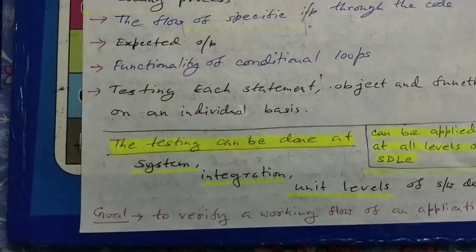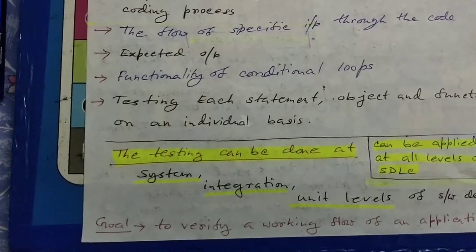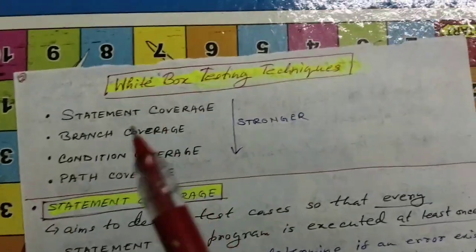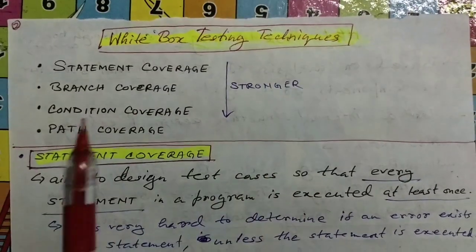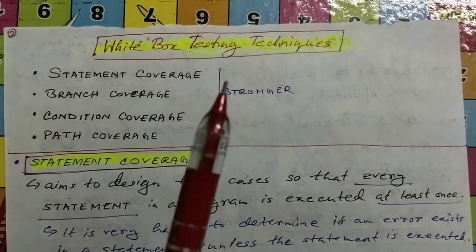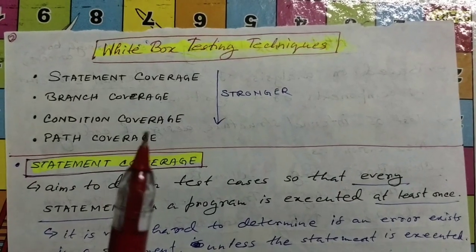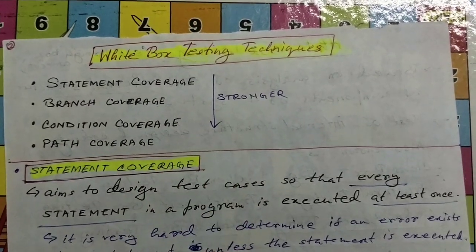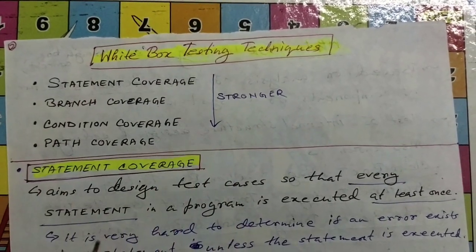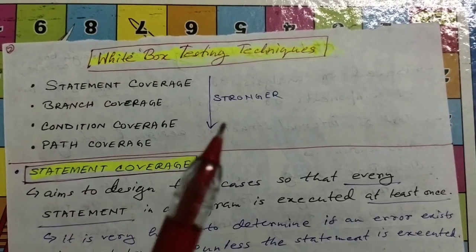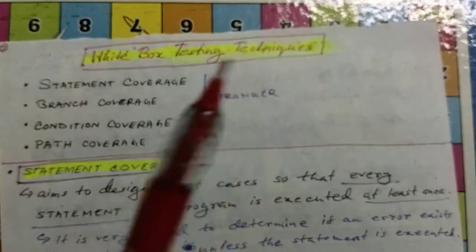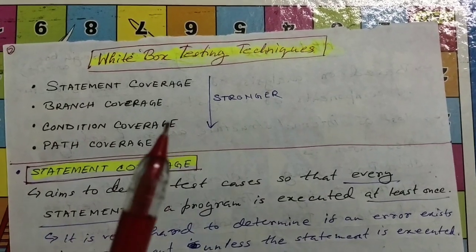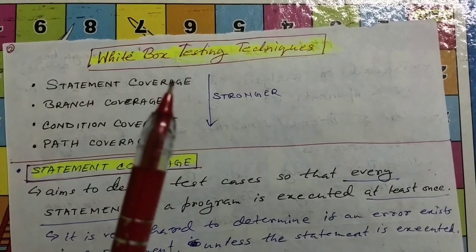Now if we talk about the techniques of white box testing, we have these four testing techniques: statement coverage, branch coverage, condition coverage, path coverage. So these four techniques are followed in white box testing. And from top to bottom they are becoming stronger. Like branch coverage is stronger than statement coverage, condition coverage is stronger than branch coverage, and so on.